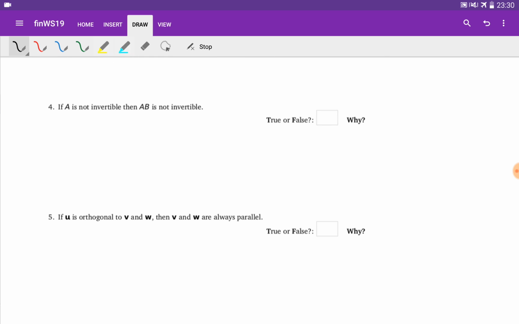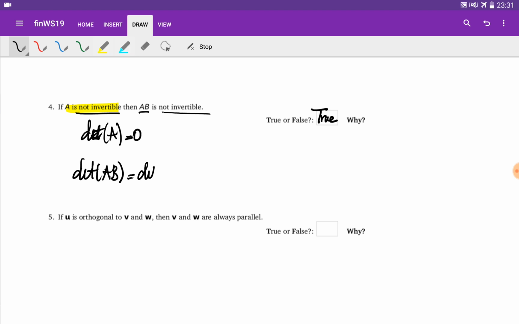If A is not invertible, then AB is not invertible either. This statement is true, and we're going to prove it in the following way. We know that if A is not invertible, it means that its determinant is equal to 0. Basically, a matrix is not invertible when its determinant is equal to 0. So let's find the determinant of AB, which is the determinant of A multiplied by the determinant of B, which is still 0 since the determinant of A is equal to 0. Since the determinant of AB is equal to 0, it means that AB is not invertible.